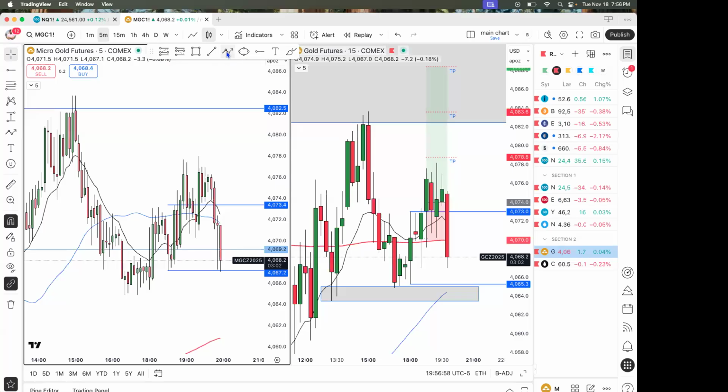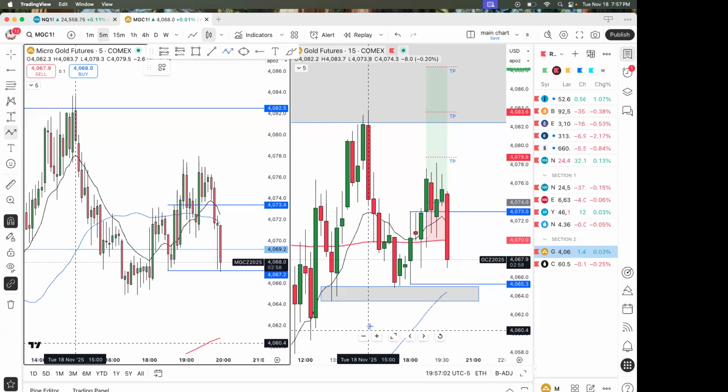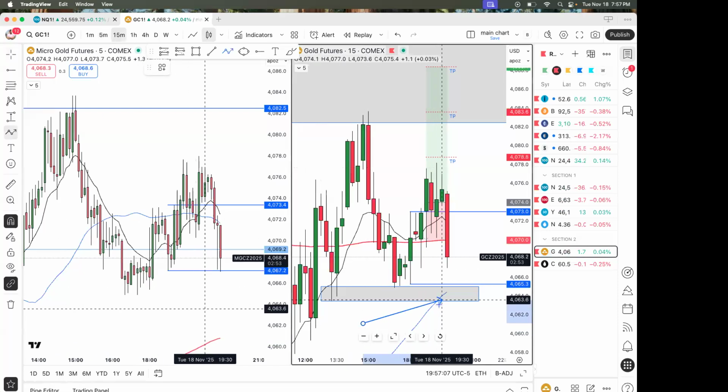Break that higher low at the bottom. The only problem I'm having is that 200 EMA down there. Yeah, I'm looking at that too. It's got to get by that. No, I'm liking this 50 right here. I'm liking this 15-minute candle though.